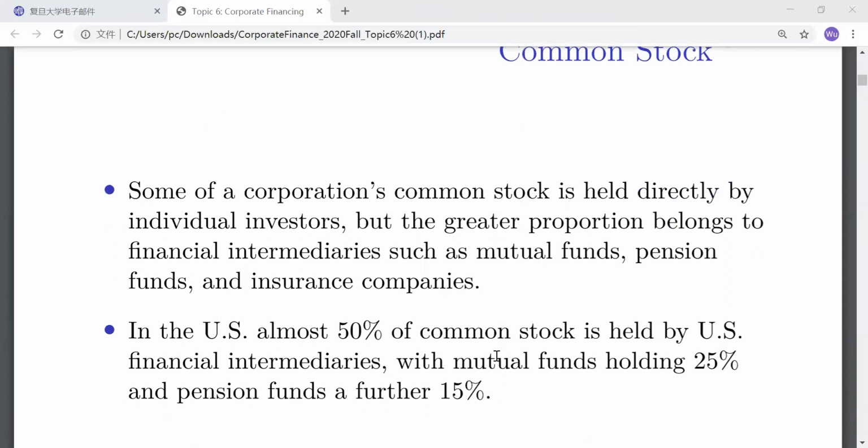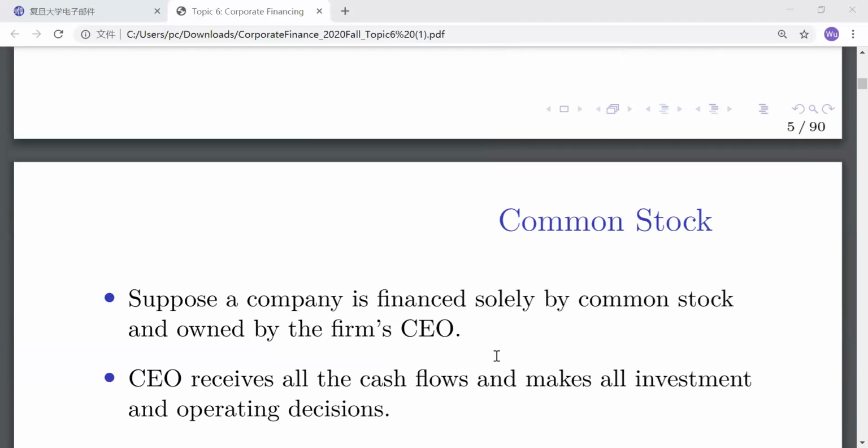Now we move on to talk about common stock. If you raise financing through issuing new security, then it's the shareholders, the holders of your common stock, who are going to sell their shares to you. So what is common stock? Some of the company is held directly by individual investors, but a greater proportion belongs to financial intermediaries, such as mutual funds, pension funds, and insurance companies. In the US, almost 50% of the common stock is held by financial intermediaries, and mutual funds hold 25%, pension funds hold another 15%.